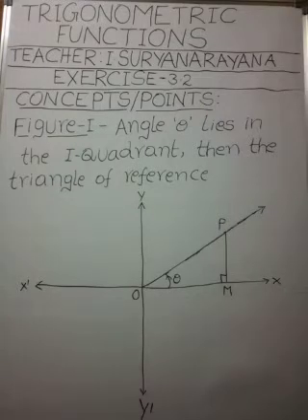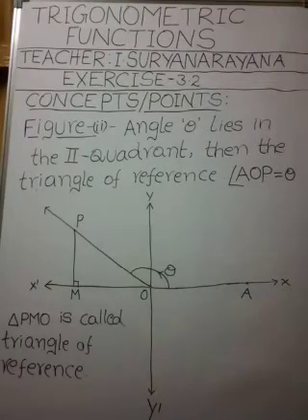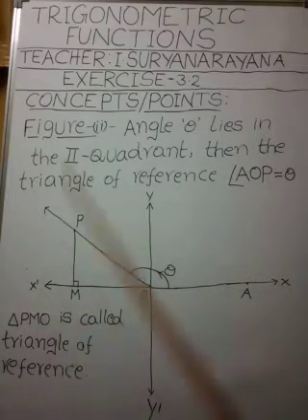Okay, my children. Similarly, we discuss the remaining cases also. I mean, if the angle lies in the second quadrant, the third quadrant, or the fourth quadrant, what are the figures of the triangle of reference? Okay, my children, right. Sometimes they will give in the question that angle theta lies in the second quadrant. In that case, how to draw the triangle of reference? Okay, my children, see this figure.